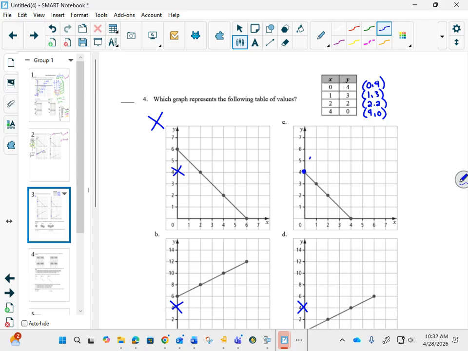This is how I would label 0, 4. This point, the x is 1. I go 1 to the right and 3 up. 1, 3. This one is 2, 2. And this one is 4, 0. So we can take the table of values and look at the points, and all 4 of those points match up on graph number C. So the answer would be C.